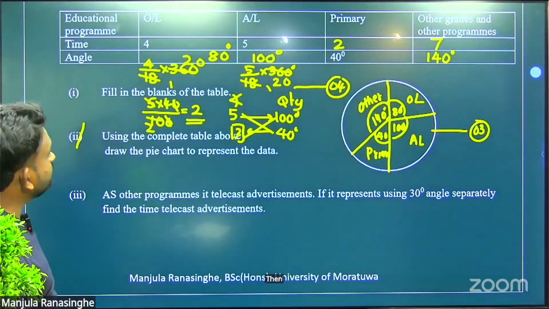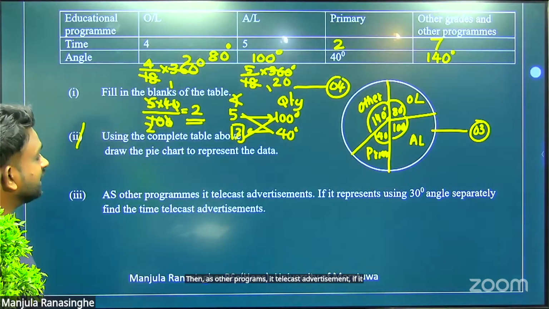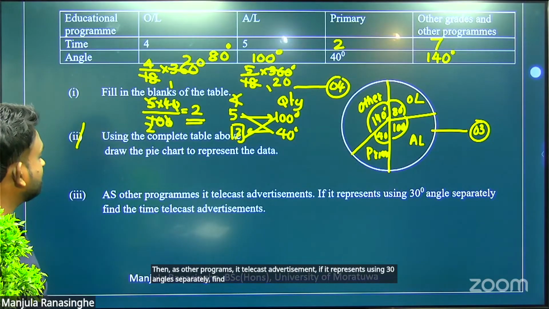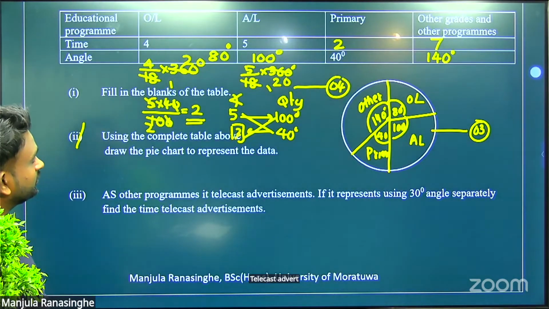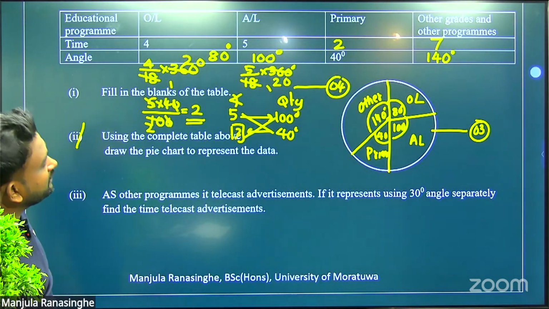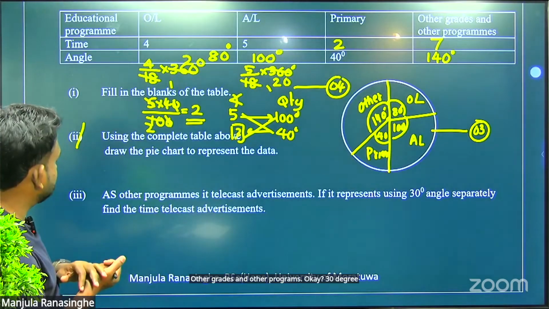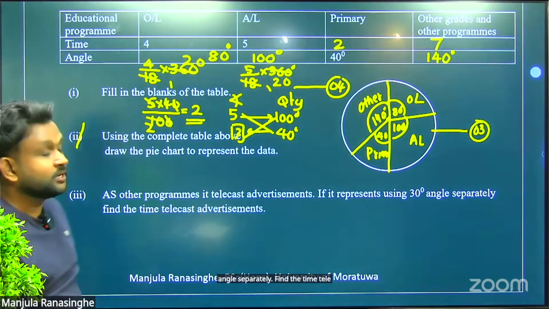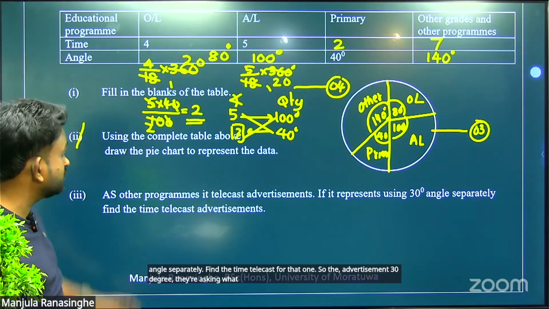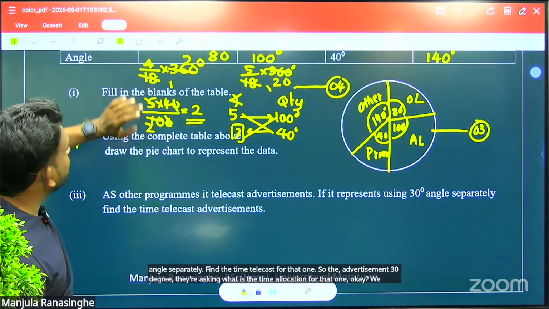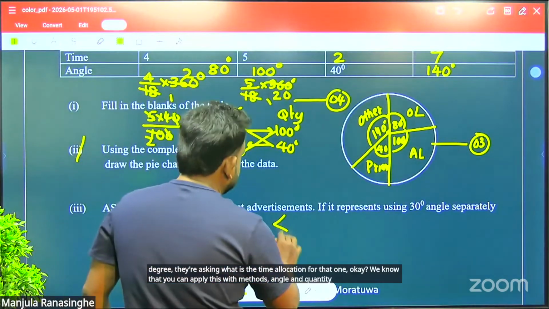Then, as other programs, it telecasts advertisement. If it is represented using 30 degrees separately, find the time telecast for advertisement. Other grades and other programs. Okay, 30 degrees angle separately, find the time telecast for that one. So the advertisement is 30 degrees, they are asking what is the time allocation for that one. Okay, we know you can apply the method of angle and quantity, right?